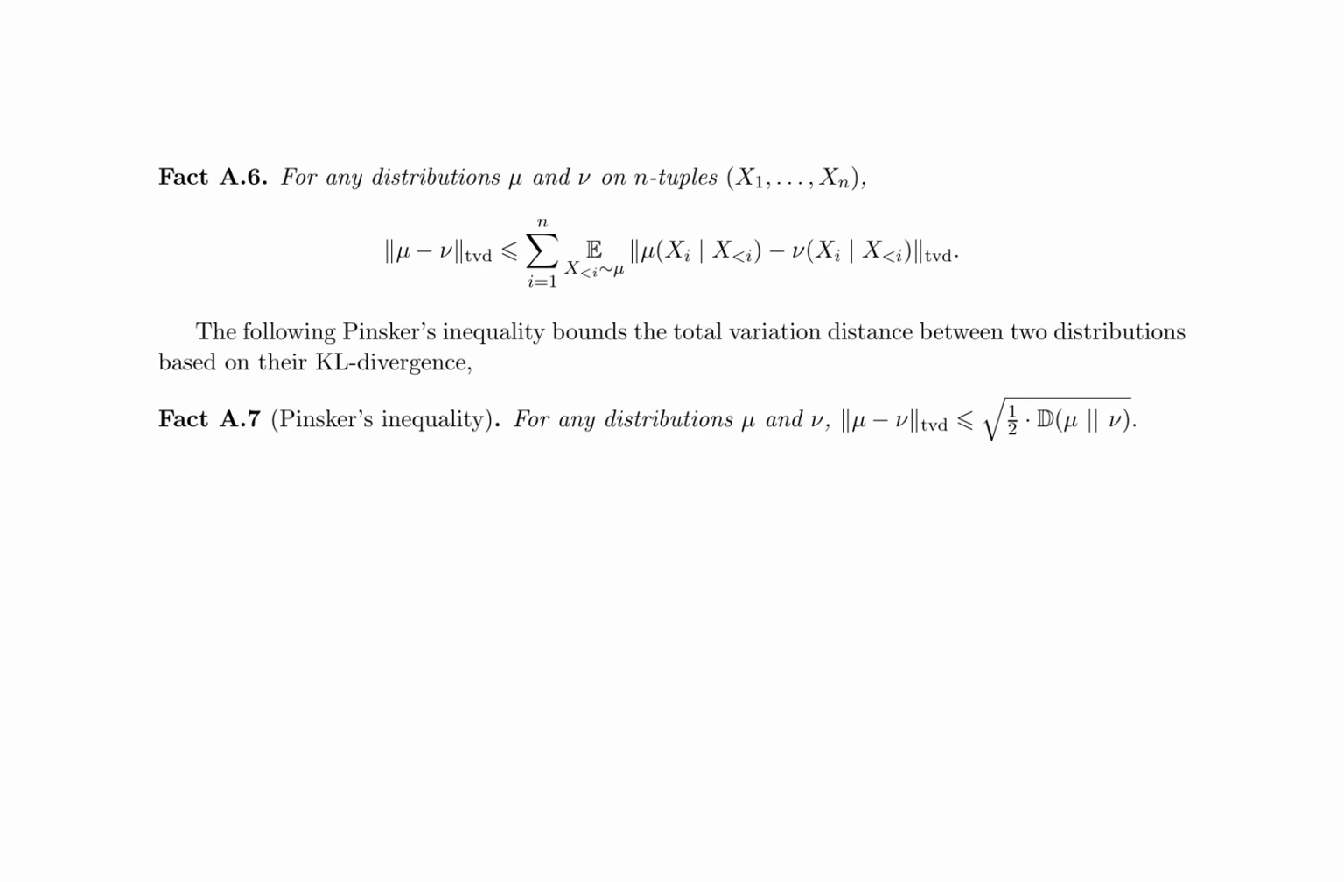Pinsker's inequality, presented in fact A.7, provides another bound on the total variation distance between two distributions. It states that the total variation distance is less than or equal to the square root of the Kullback-Leibler (KL) divergence between the two distributions, denoted as D(μ‖ν). The KL divergence is a measure of the difference between two probability distributions, and Pinsker's inequality relates this difference to the total variation distance. This inequality is a valuable tool for analyzing the difference between probability distributions, with applications in various areas of machine learning and statistics.